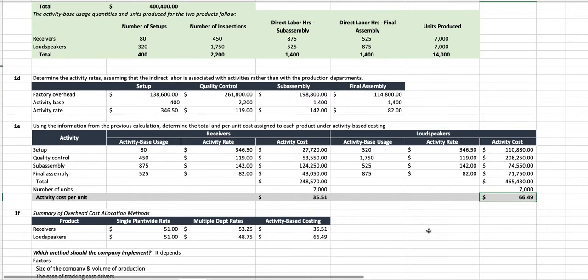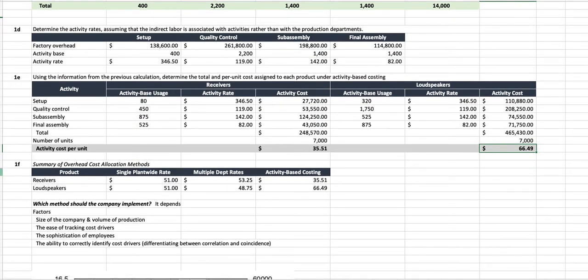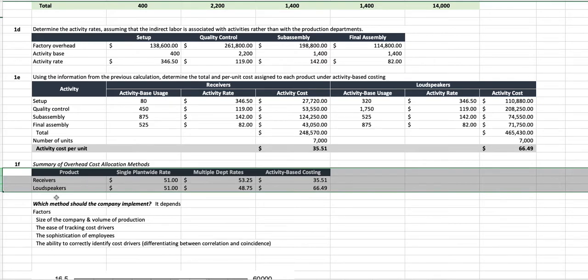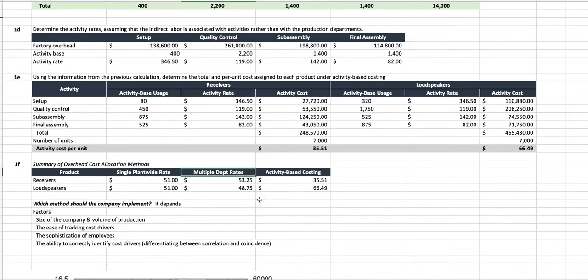So now let's look at the summary of the overhead costs, and that's where we're at here. So now we want to look at everything side by side. We have our single plant-wide rate, we have our multiple department rates, and we have our activity-based costing. We were able to determine pretty early, and this was the easiest one, that if we used a single plant-wide rate, then we would allocate $51 per unit in overhead costs. If we went with the multiple department rate, then our receivers went from us allocating $51 to us allocating $53.